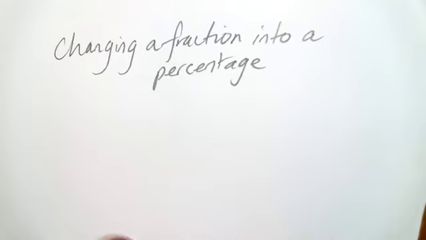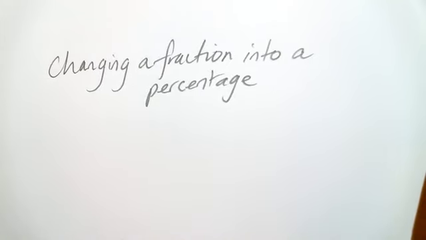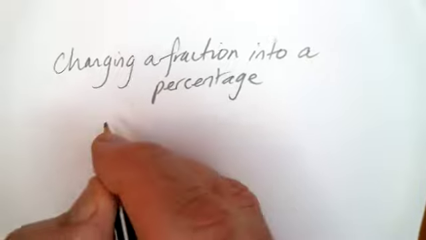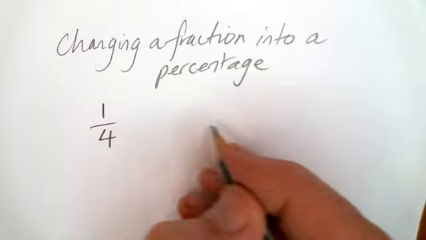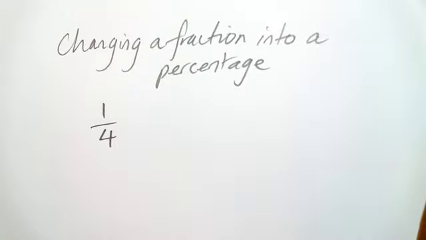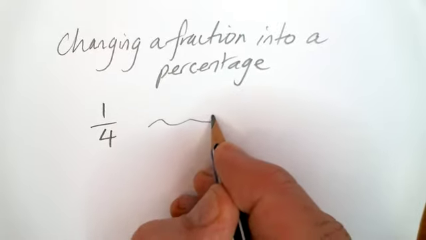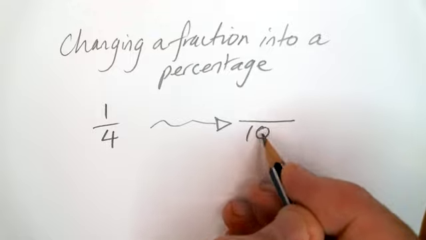Let's have a look at how to change a fraction into a percentage. Now, if you have a calculator, this is dead easy, but here's the basics of that. So let's say you've got, for example, 1/4, and you want to change that into a percentage of some sort. The basics of a percentage is that a percentage is a number divided by 100. It's a number of some sort divided by 100.